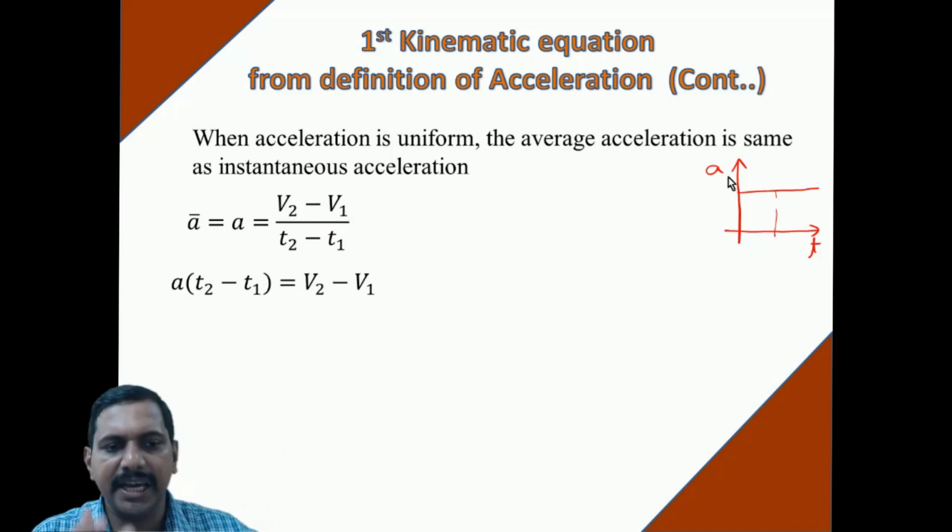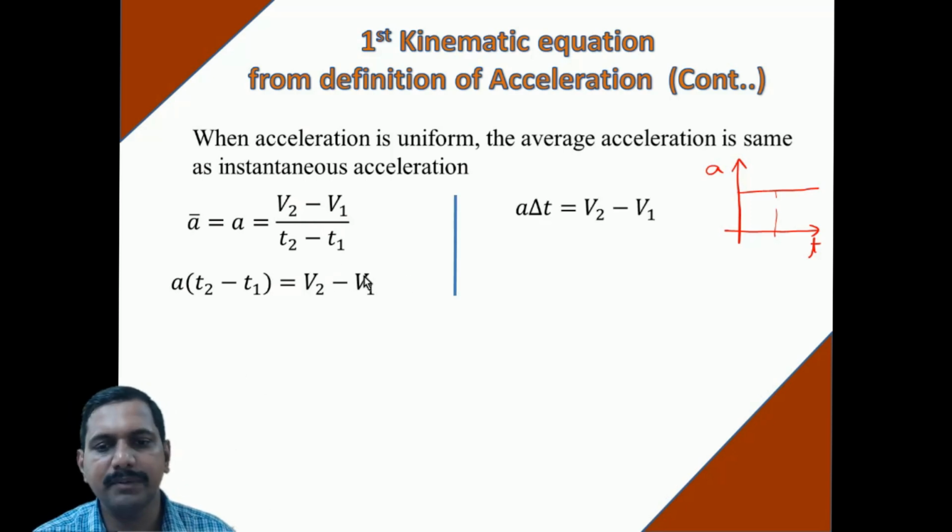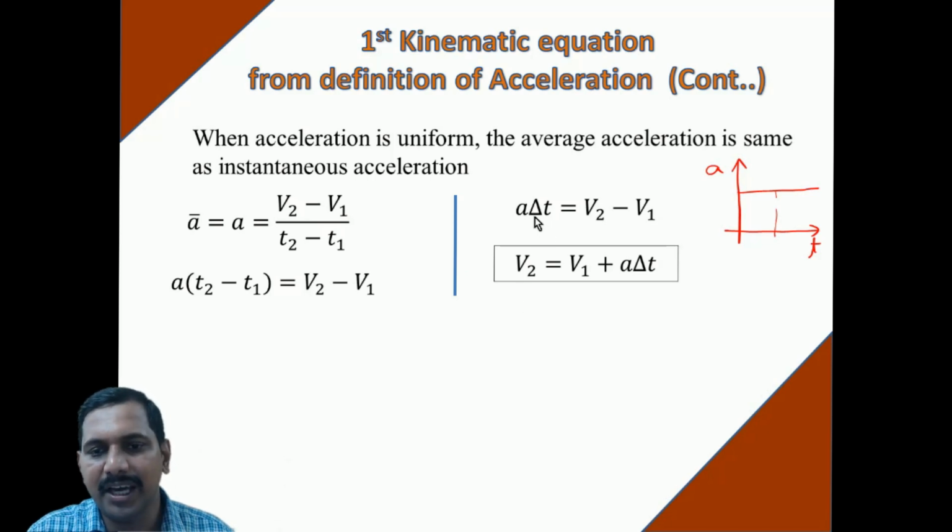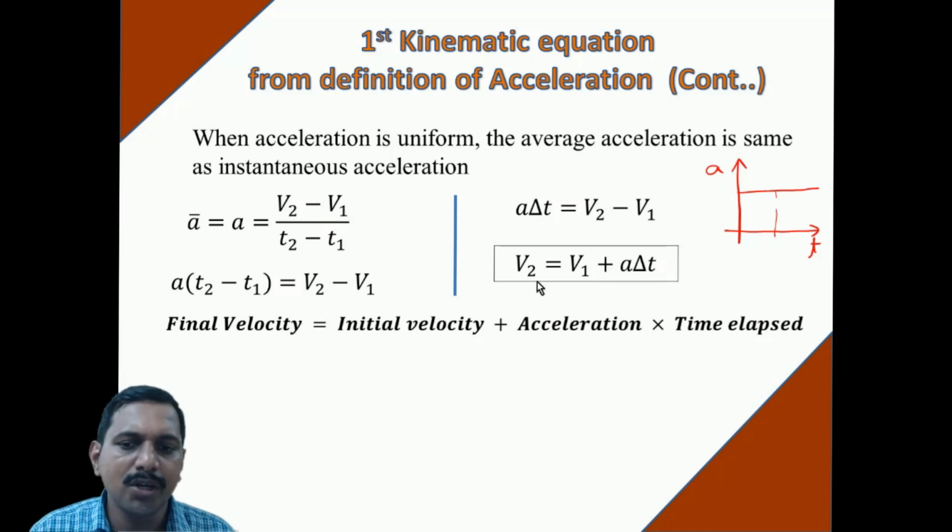Okay, so we can take t2 minus t1 to the other side. So a into t2 minus t1 is actually v2 minus v1. Let us continue with that. That means a into delta t is v2 minus v1, right? So I will write this as v2 is equal to v1 plus a delta t. What did I do? I took v1 to the other side, and a delta t is coming here. So what is it?